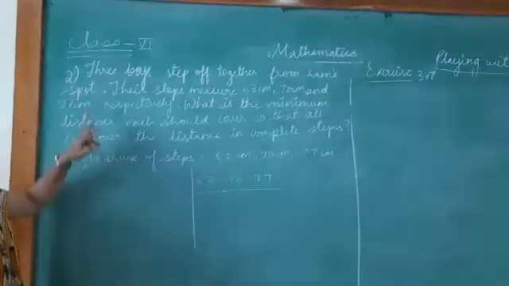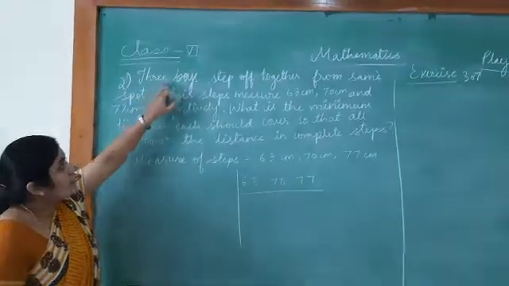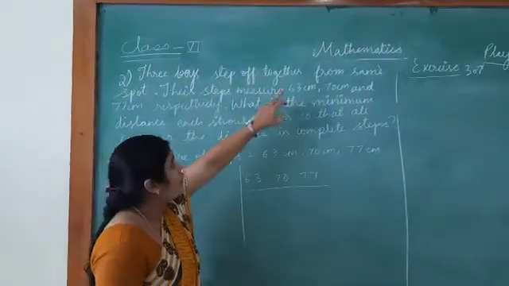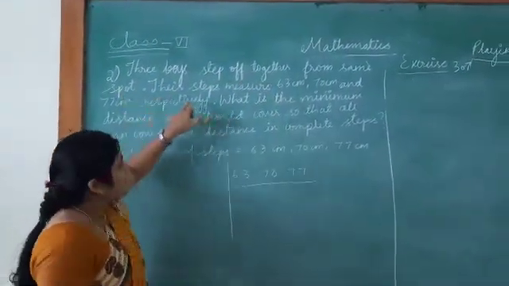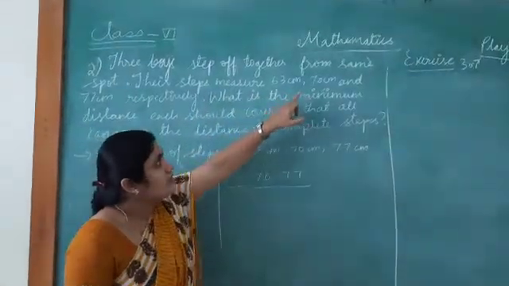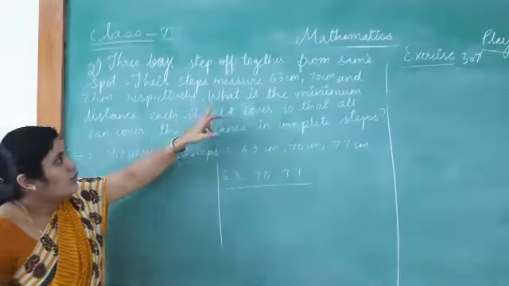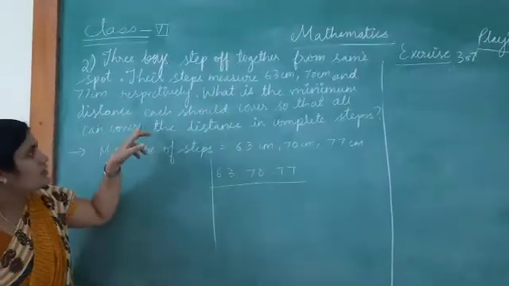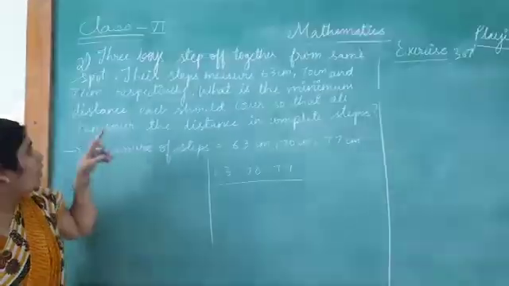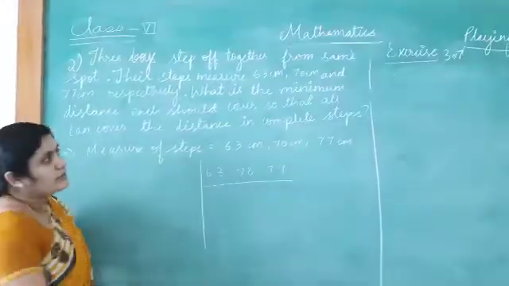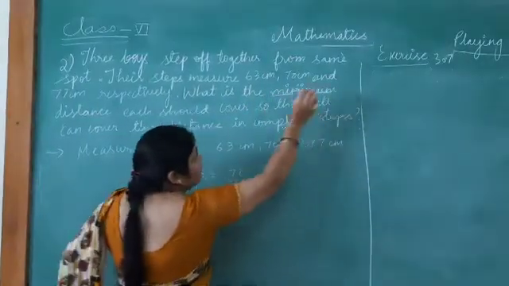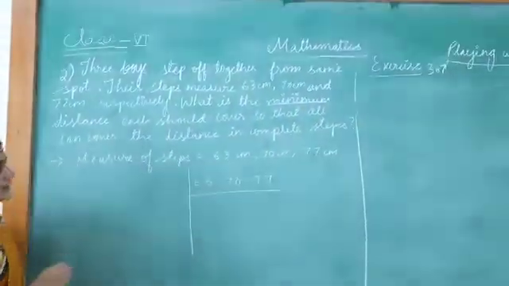Now let me move on to the second problem. 3 boys step off together from the same spot. Their steps measure 63 cm, 70 cm and 77 cm respectively. What is the minimum distance each should cover so that all can cover the distance in complete steps? Here, as it is given minimum, we should go for LCM.